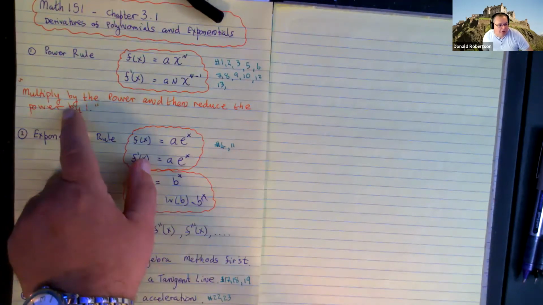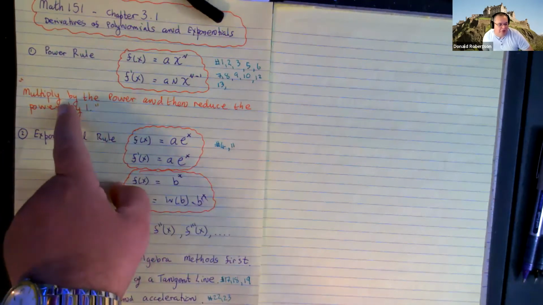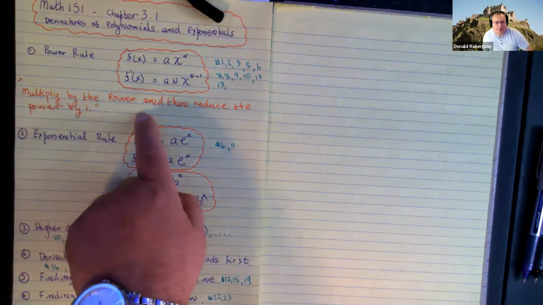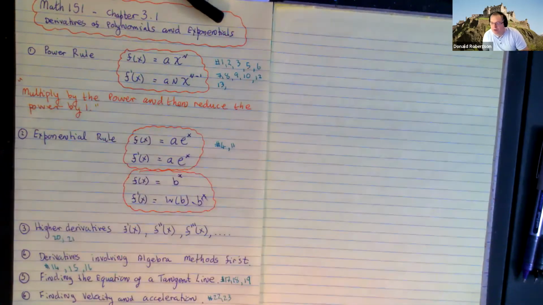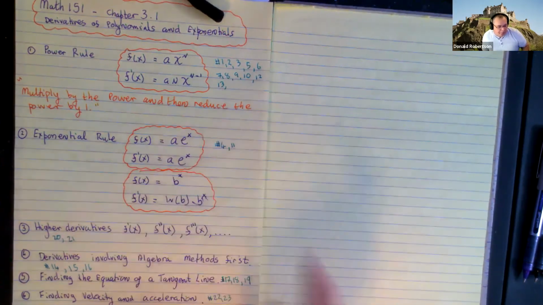And I like to use the English description of the rule. So you'll hear me say multiply by the power and then reduce the power by 1 a lot. That's essentially how you differentiate 5x cubed minus 10x, things like that. But it's also how you can differentiate square roots and 5 over x squared and all sorts of cool stuff. So it's a very powerful rule. It has a lot of mileage in it.